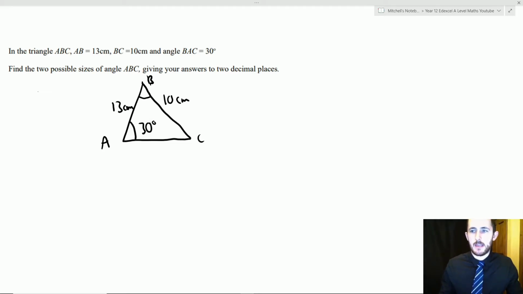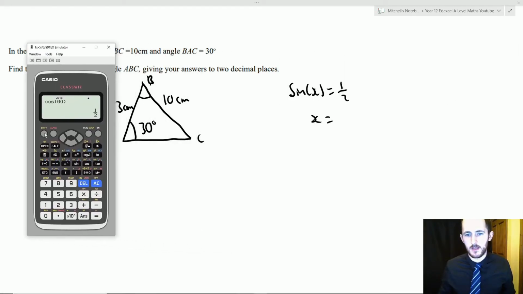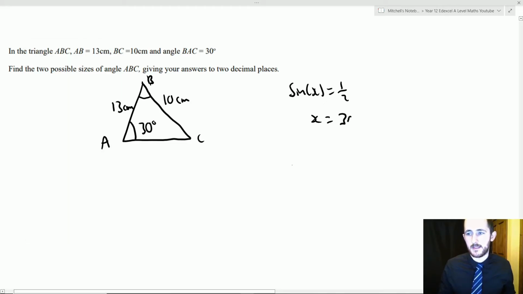But if I asked you sine x equals a half, what does x equal? I'm going to assume that most of you would go to your calculator and do inverse sine of a half, right? And you'll say that it equals 30 degrees. And you'll probably say that that's the only value. There's actually an infinite number of values.